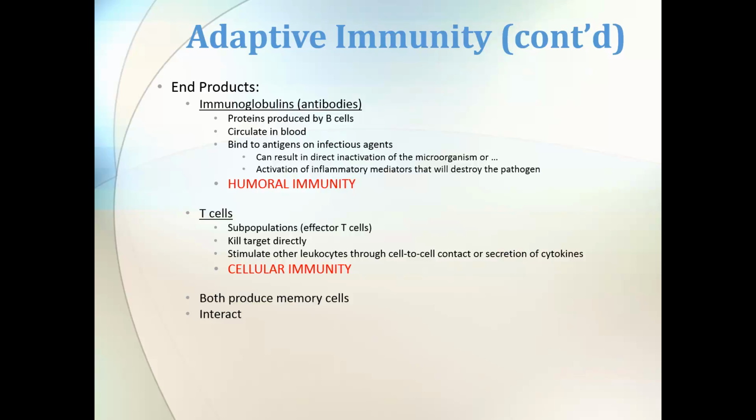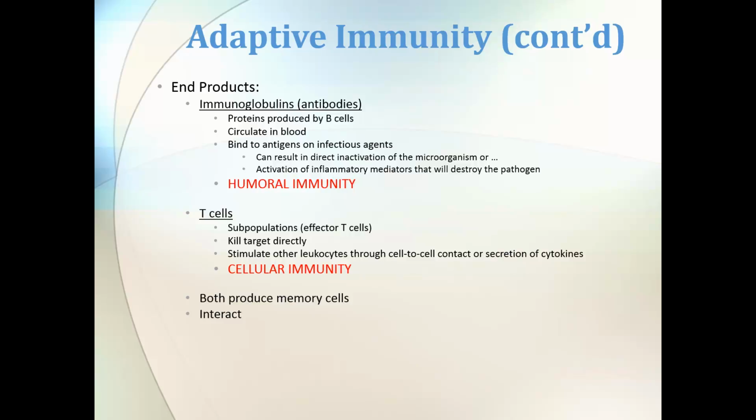What I want you to get from that is that antibodies can either directly kill the pathogen, or they create an immune mediation response that will eventually destroy the pathogens. To be clear, when we're talking about antibodies, we refer to that branch of adaptive immunity as humoral immunity. So it has to do more with the antibodies themselves than the actual B cells.